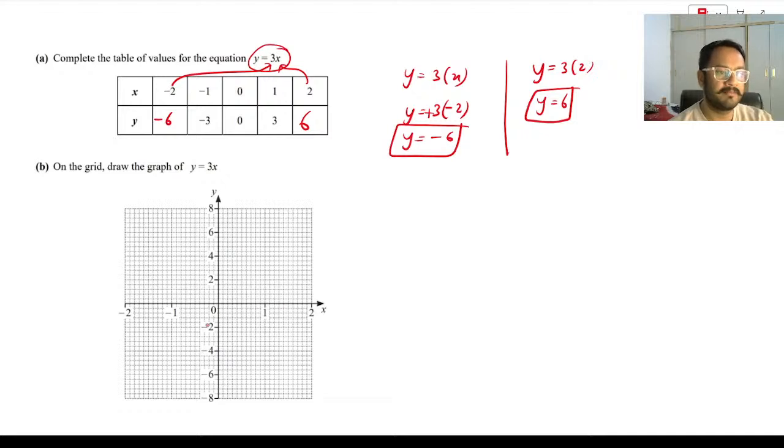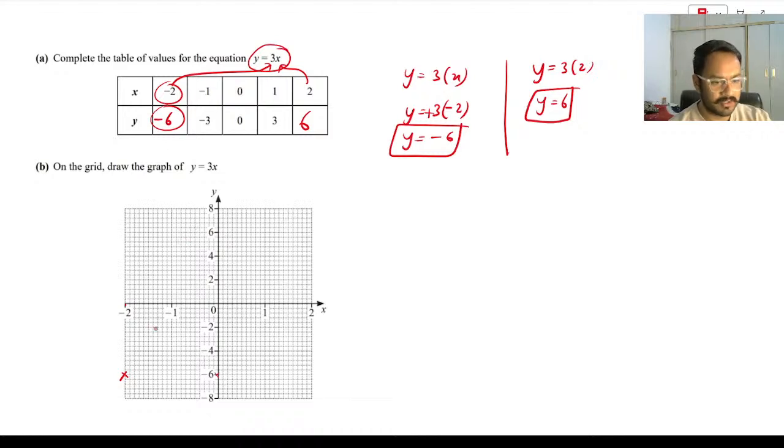Now you can plot it here. This is very easy. So minus 2, these are the coordinates, children. Minus 2 and minus 6 will be plotted together. So minus 2 is here and minus 6 is here. You can see here. So if we join the line together, it will be somewhere here.